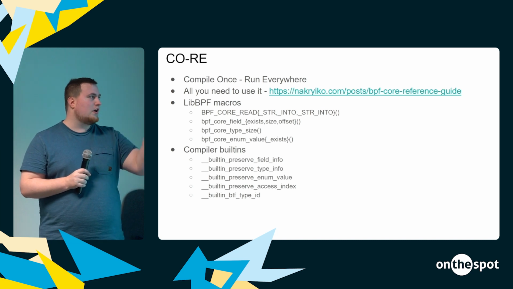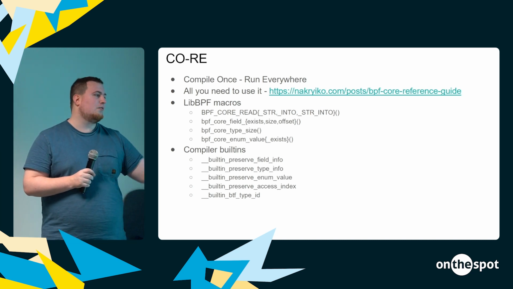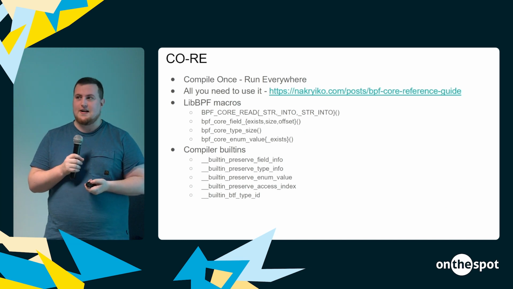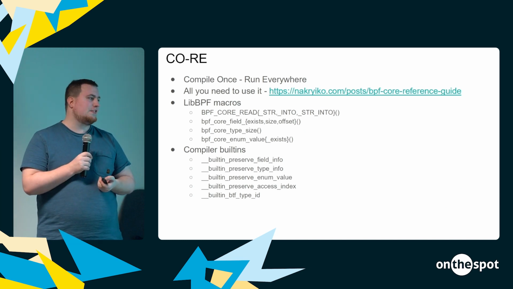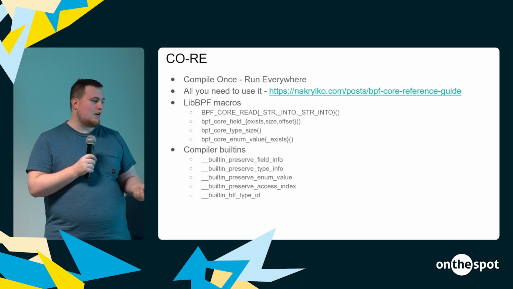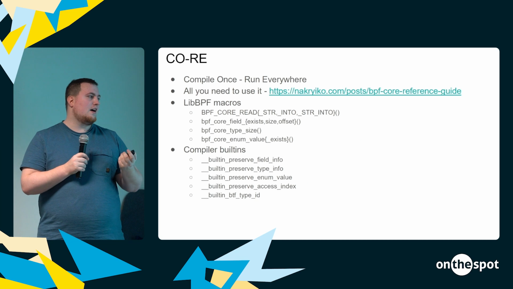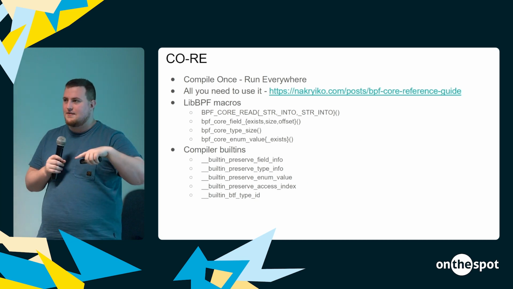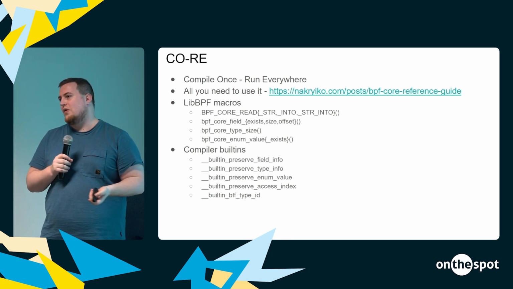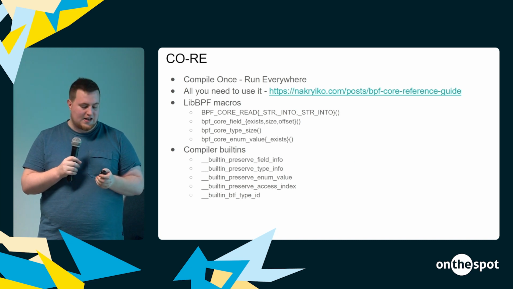But if you go look at how this works, it all boils down to a few compiler built-ins. We extended the Clang compiler to understand these, and whenever it sees these built-ins, which I believe is not an extensive list by the way, it generates the CO-RE relocation entries that I had shown before.